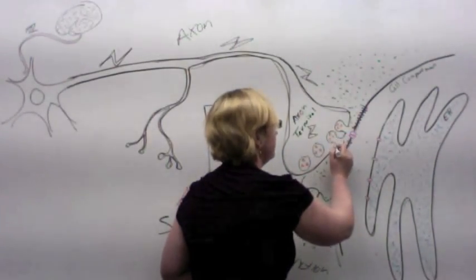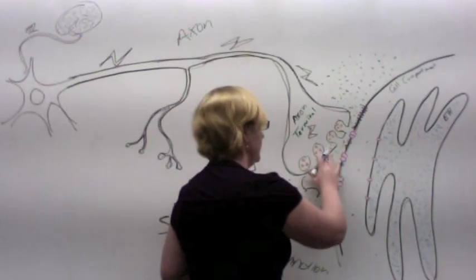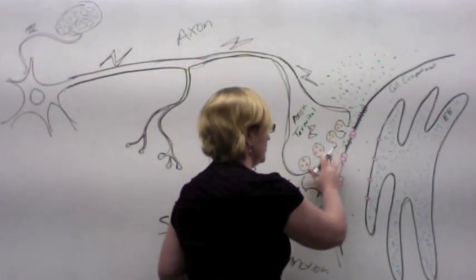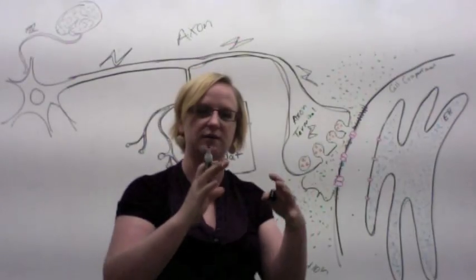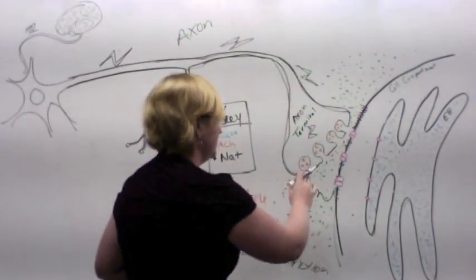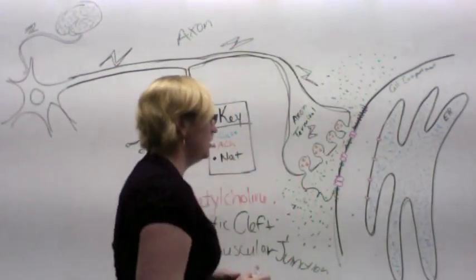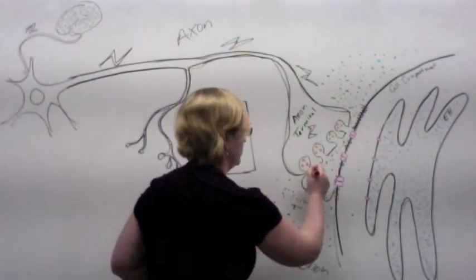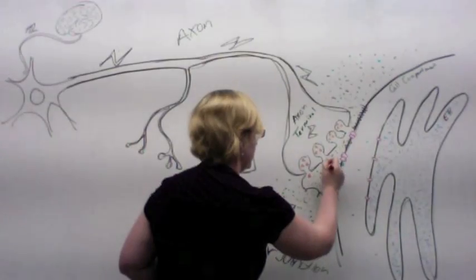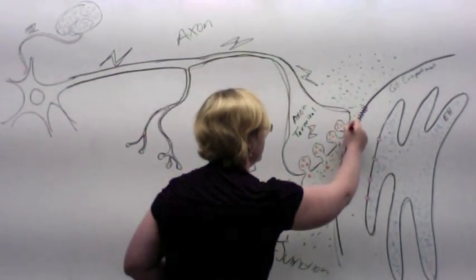Because remember, when we're talking about vesicles, they're just bubbles of lipid, right? And a cell membrane is also lipid. So when they fuse together, it's like taking two soap bubbles and joining them together. They just make one bigger bubble. So these guys fuse just like so. When they fuse, we can dump out that acetylcholine, okay? And that acetylcholine will fill the synaptic cleft.